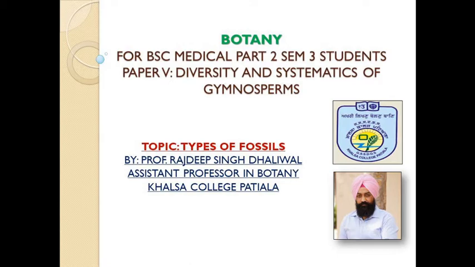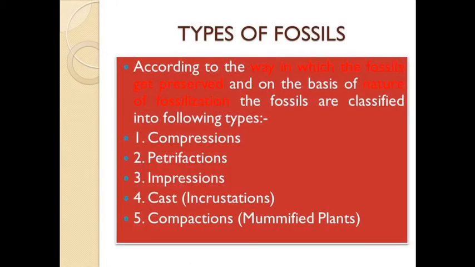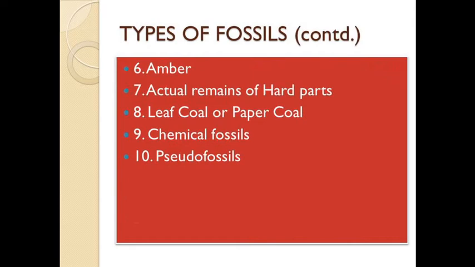So types of fossils according to the way in which the fossils get preserved and on the basis of nature of fossilization, the fossils are classified into following types, that is compressions, petrifactions, impressions, cast, compactions, amber, actual remains of hard parts, leaf coal or paper coal, chemical fossils, pseudo fossils. So we are going to discuss these all one by one.